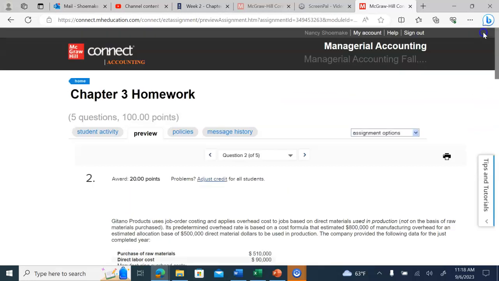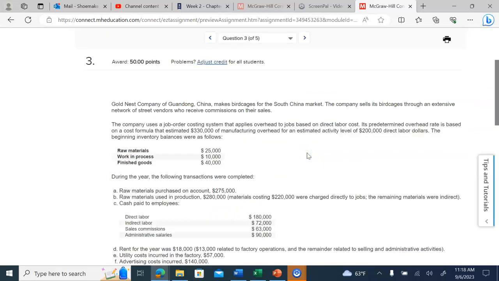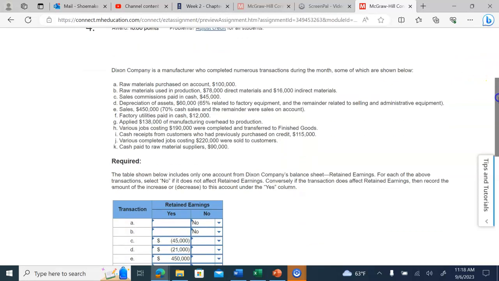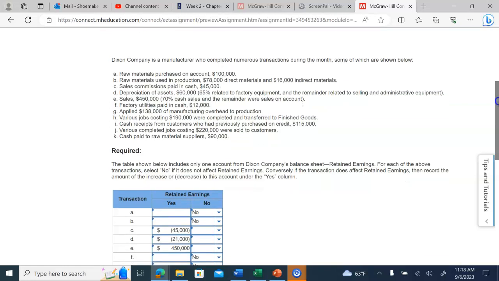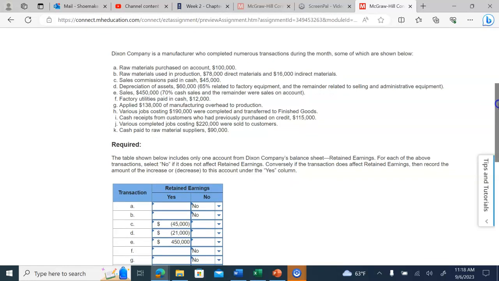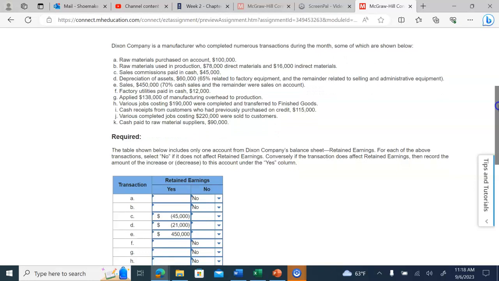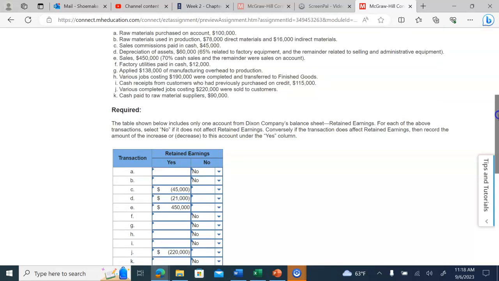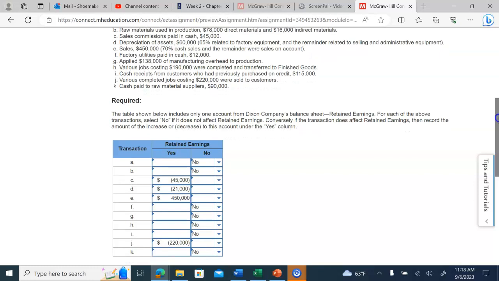Let's just go through one more and then we'll end the slide here. Let's do number 4. Dixon's a manufacturer who completed numerous transactions during the month. So we've got various transactions. The table shown below includes only one account from Dixon's balance sheet, retained earnings. For each of the above transactions, select no if it doesn't affect retained earnings, but if the transaction does affect retained earnings, then record the amount of the increase or decrease to this account.